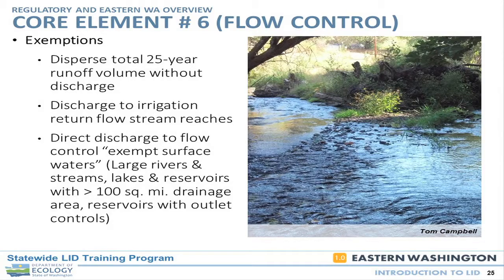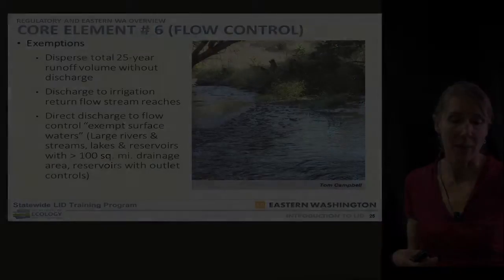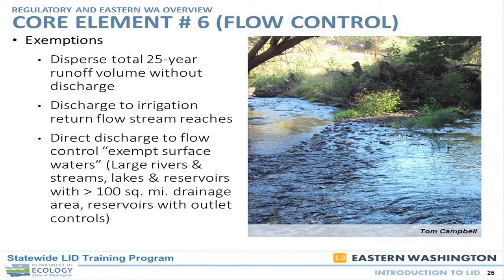And just as in core element number 5, the runoff treatment, core element number 6, flow control, also has several exemptions. And one of the exemptions is if you disperse a total of 25-year runoff volume without any discharge, then you're exempt from the standard that I just mentioned, as well as discharge to irrigation return flow reaches. And the third bullet, these exempt surface waters. And again, that list in the Stormwater Management Manual for Eastern Washington is a good resource to look to see what water bodies fall under that category.